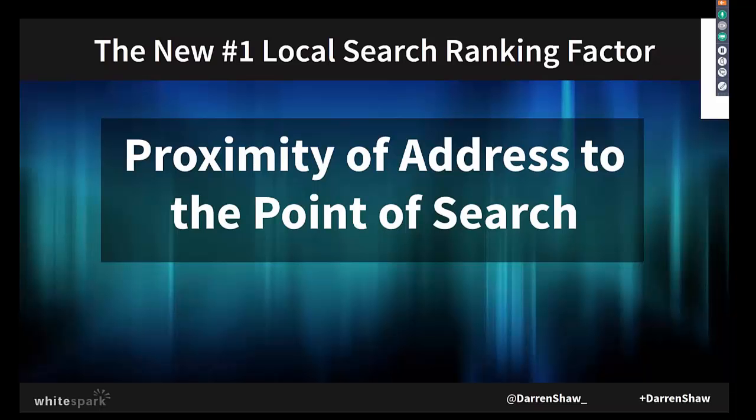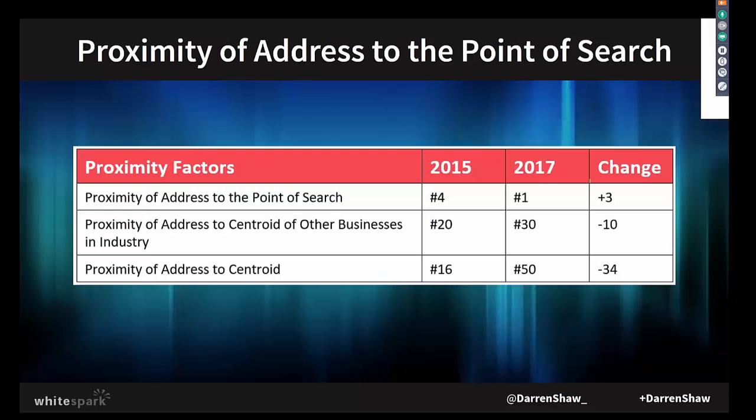It's really massive, and I did a post about it on the Moz blog a while back. I think maybe October it was published, where I showed a number of examples where if you type in plumbers, bakeries, or storage, the results are so skewed to how close you are, and I'll talk about that in a bit here. Proximity of address to the point of search has gone from the #4 factor in 2015 to the #1 factor. It's gone up 3 spots, which is pretty huge when you get to the top of that group.